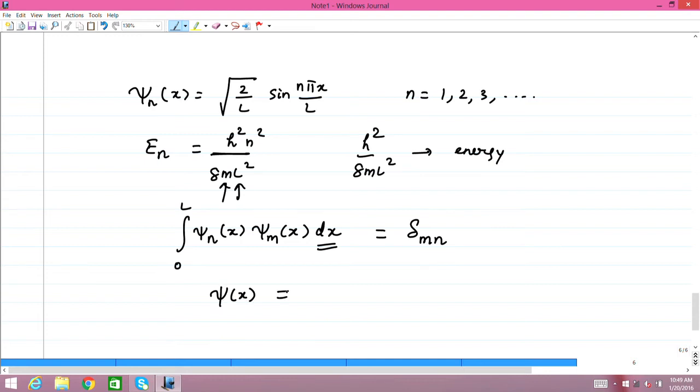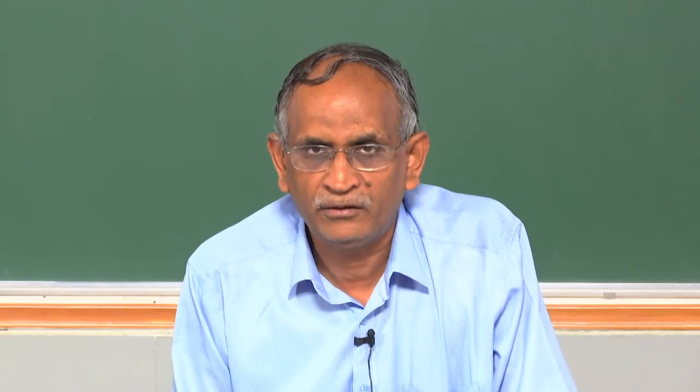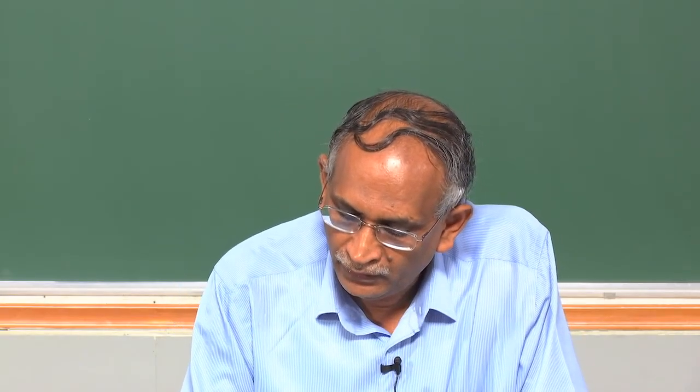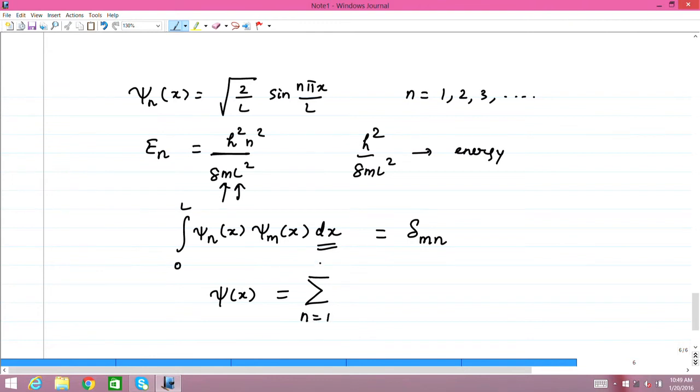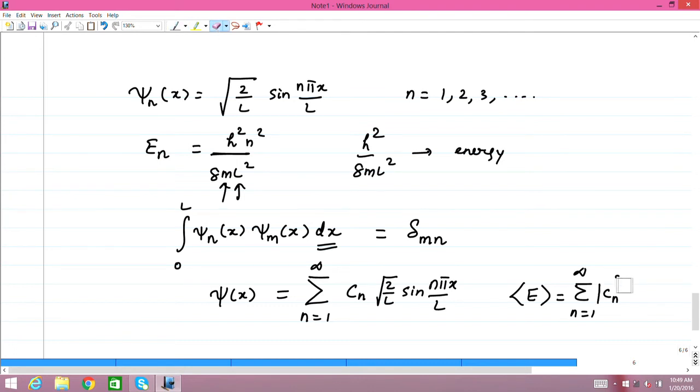In principle any arbitrary wave function or any arbitrary state of the system inside the box can be written as the sum n equal to 1 to infinity C n root 2 by L sin n pi x by L, and for this state the average value of the energy turns out to be the sum over n equal to 1 to infinity of the absolute square of C n, times h square n square by 8 m L square.